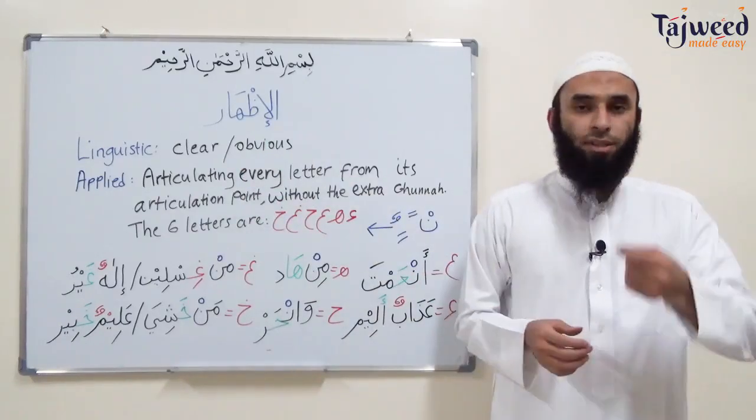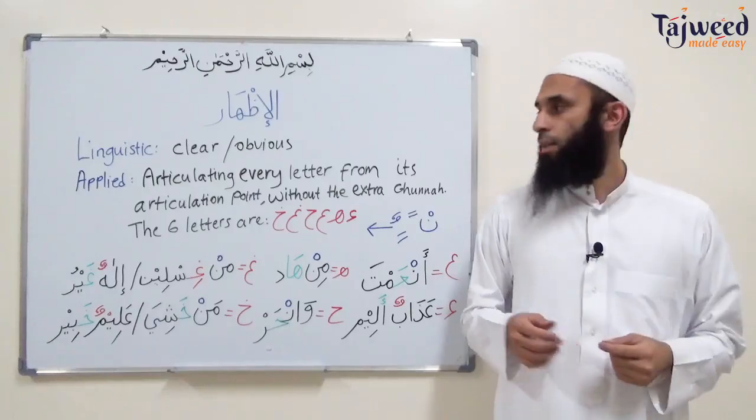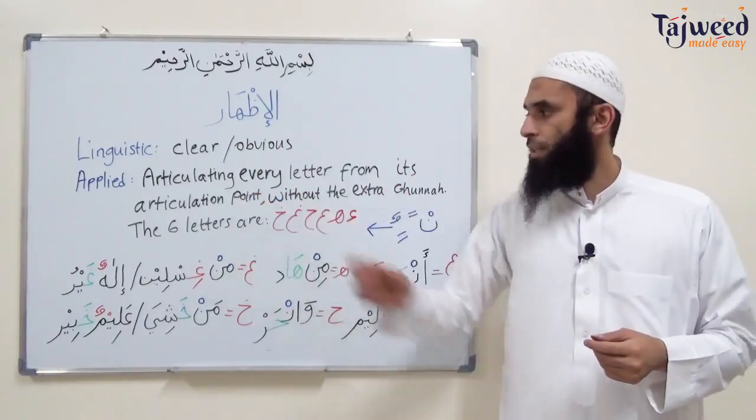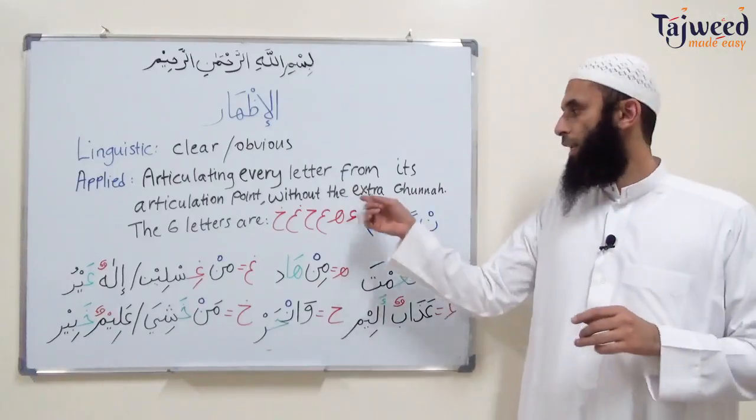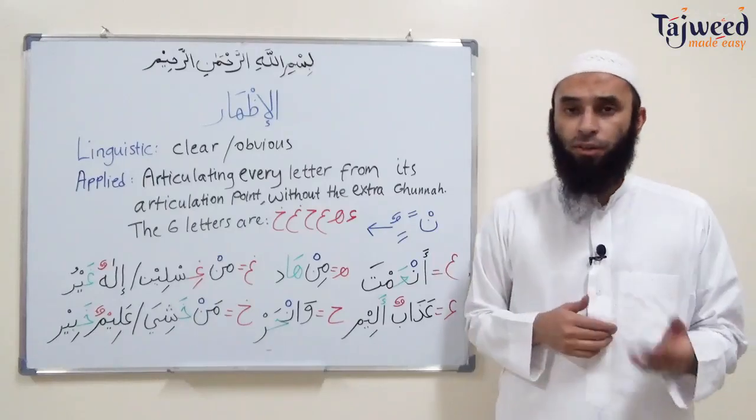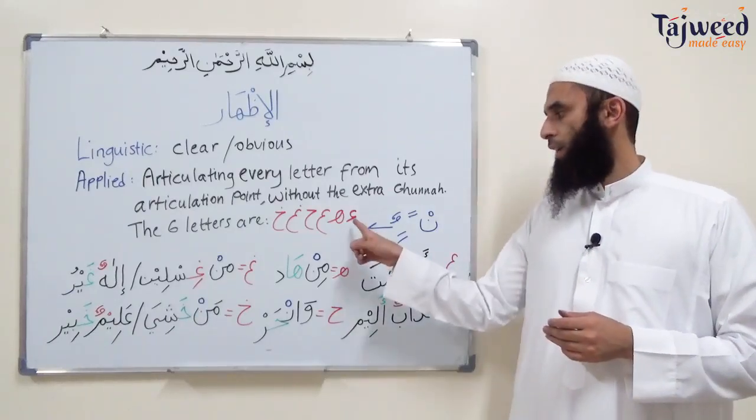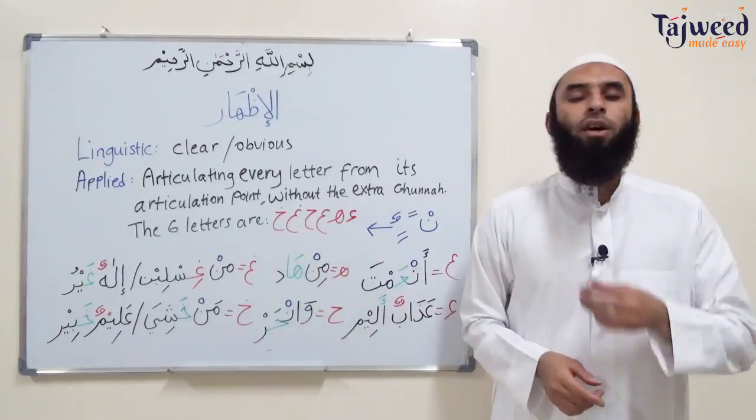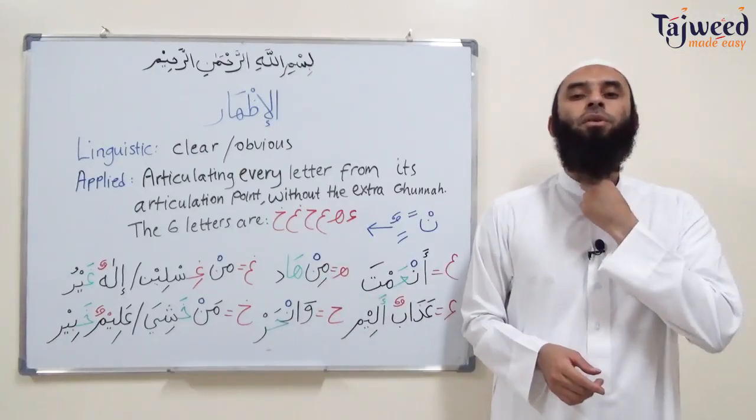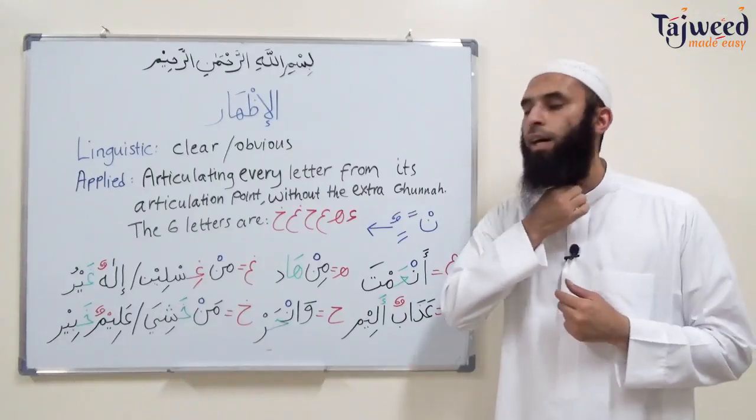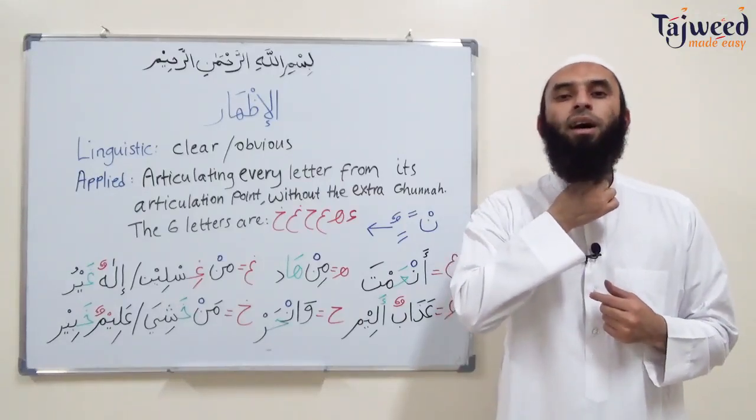The applied meaning is to articulate, to pronounce the letter from its correct articulation point without extra ghunna. The letters of al-idhaar are six letters: hamza, ha, ayn, ha, ghayn, kha. All these letters are from the throat. So if you feel it, if you touch it, say a, say ha, ayn, ha, ghayn, kha.